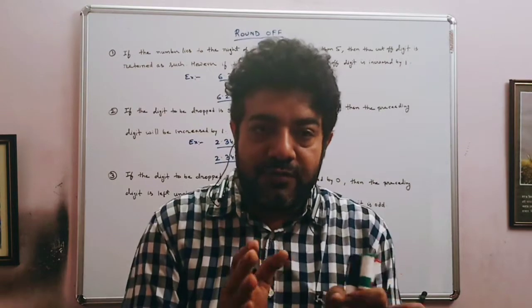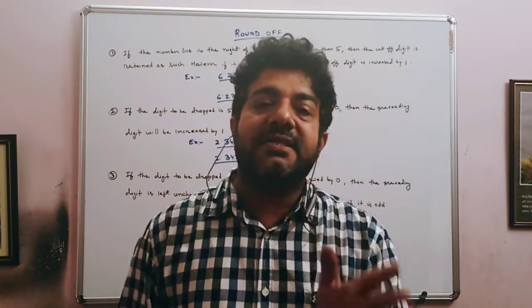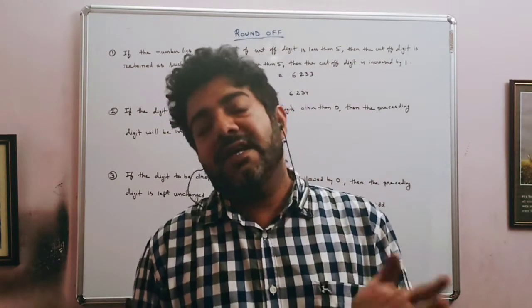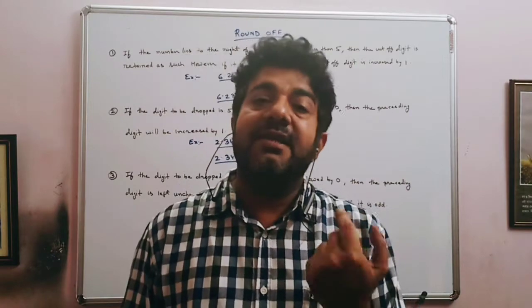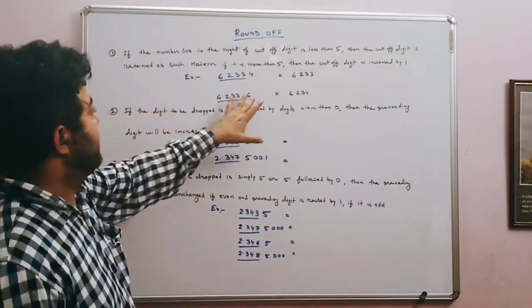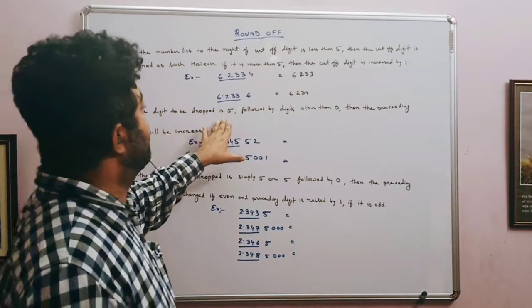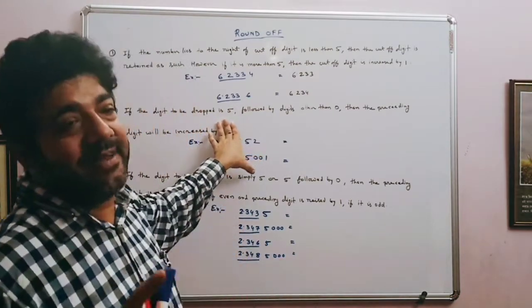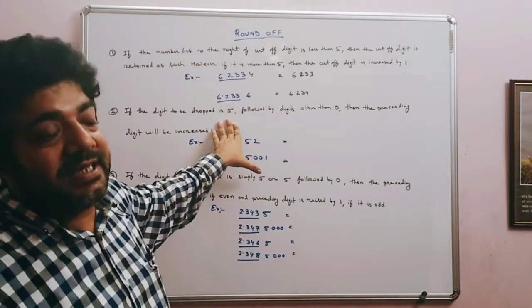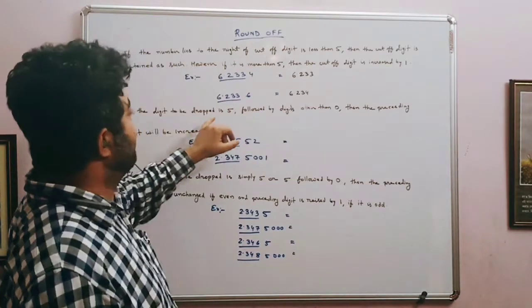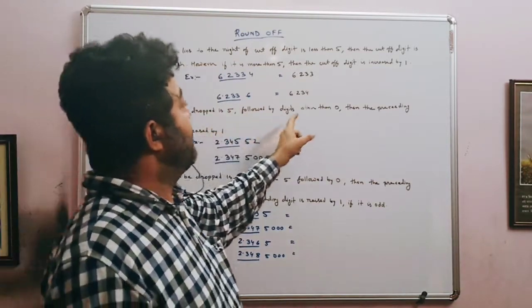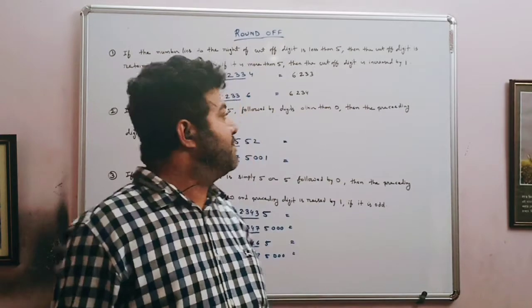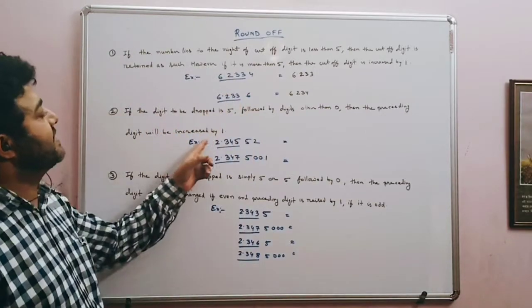the digit you have to round off, if the next digit is less than 5, keep it as it is; if it is greater than 5, then increase 1. Now the next one, if the digit to be dropped is 5. इसके पहले वाला में क्या था, 5 से कम या 5 से ज्यादा. अब आएगा सिर्फ 5. If the digit dropped is 5 followed by a digit other than 0, then the preceding digit is increased by 1.